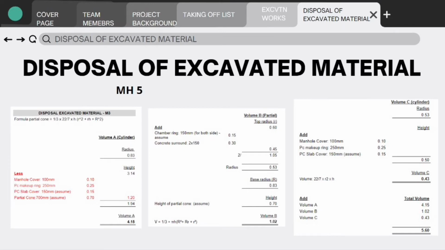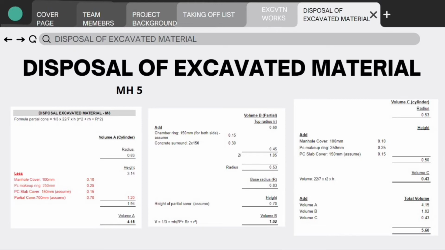The total volume A is calculated by using the formula pi r squared times h, which is 22/7 times 0.83 squared times 1.94 to get a total volume of 4.15. Volume B is the partial cone area.